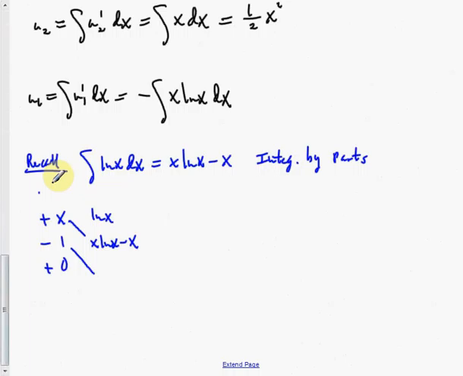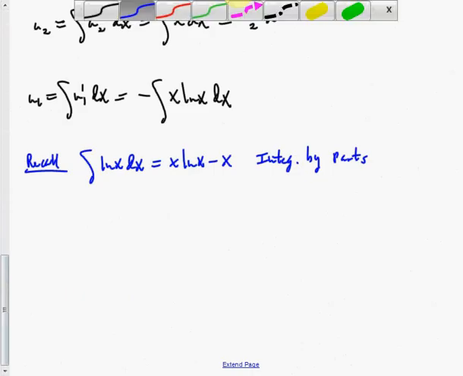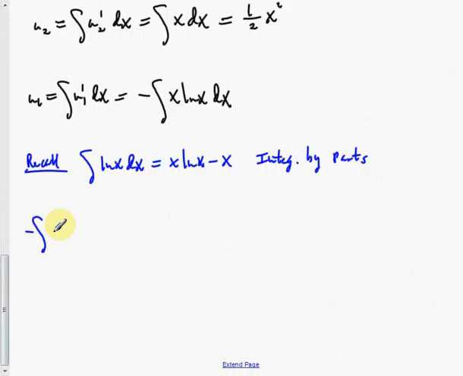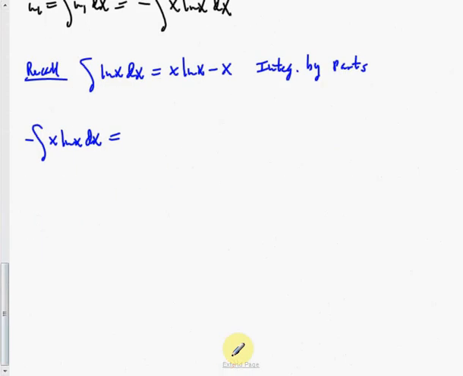I don't want that method. This is the integral of x natural log of x dx. I have to use just the old-fashioned integration by parts.